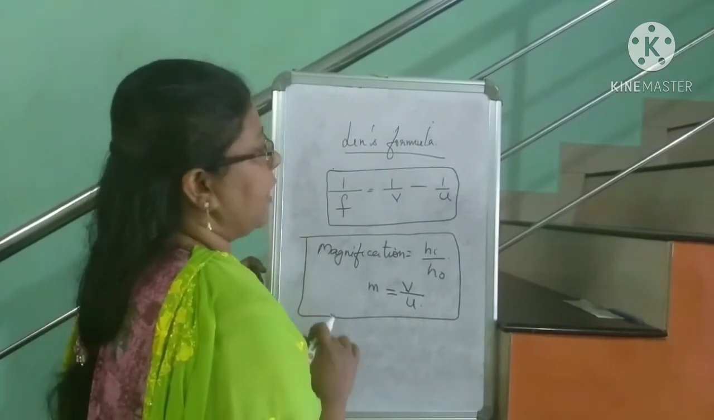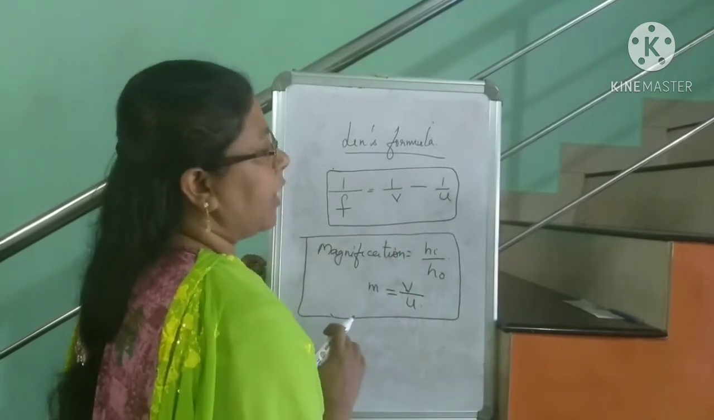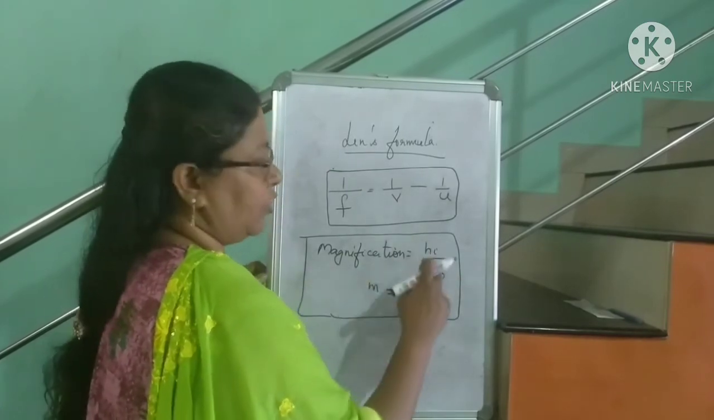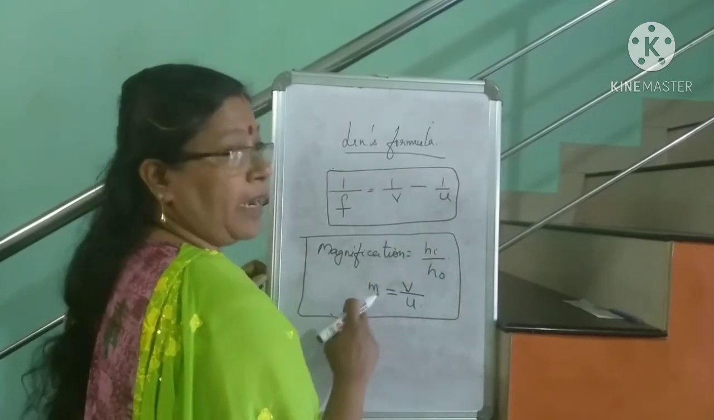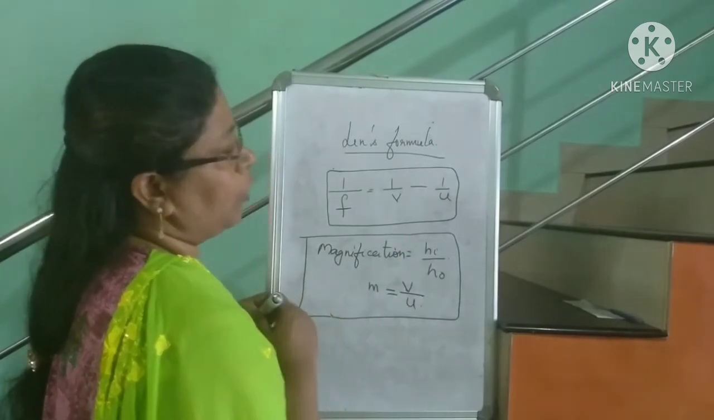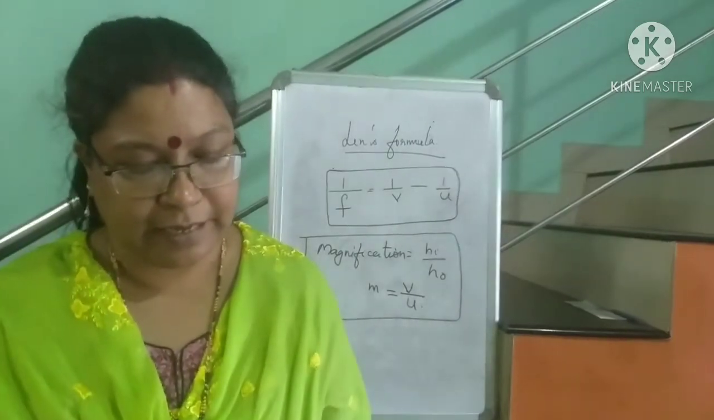That is, in the lens diagram, lens formula is 1 by f is equal to 1 by v minus 1 by u. And magnification is hi by ho, or else magnification is v by u. Then we will move on to two examples given in the textbook that your teacher will be discussing.